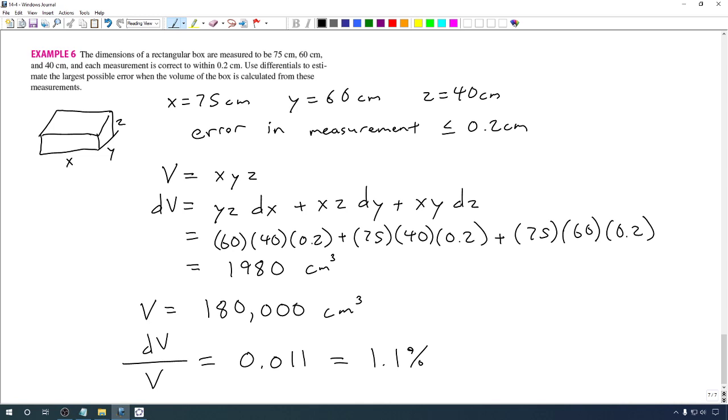So that's a way of actually using differentials, even if we're not really looking at a graph, and we can look at an example where we actually have more than two variables.